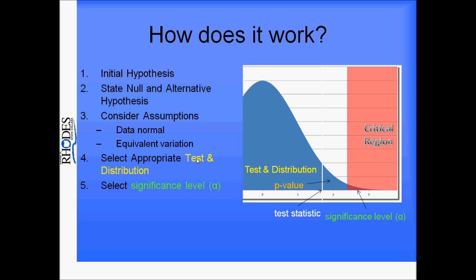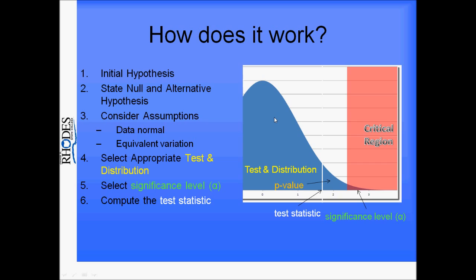We select the significance level. What I mean by that is, if we want 95% confidence, our alpha is going to be 0.05. It's 1 minus that. If we want 99% confidence, our alpha is going to be 0.01. If we want 90% confidence, our alpha is going to be 0.1. Okay, so you have to identify that ahead of time. All right, the next thing we have to do is compute the test statistic.